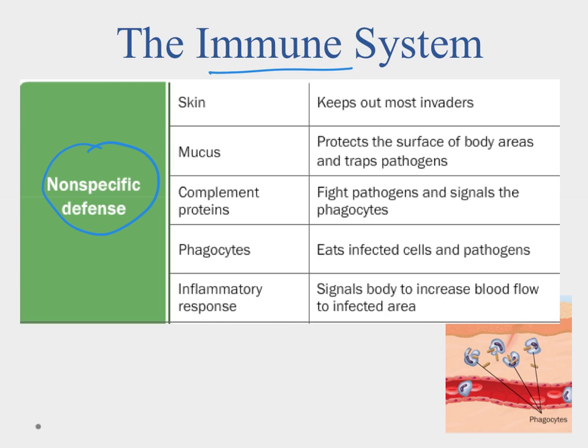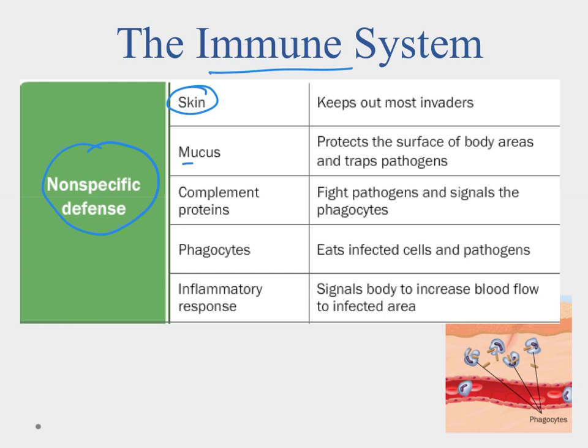And it doesn't target anything. It's just kind of a broad system that works to get rid of all of the pathogens that it can. Now, the nonspecific defense starts with the skin. And the skin is basically our barrier against the outside. It's what separates us from the environment. And that'll stop most of the pathogens and invaders from getting into us.